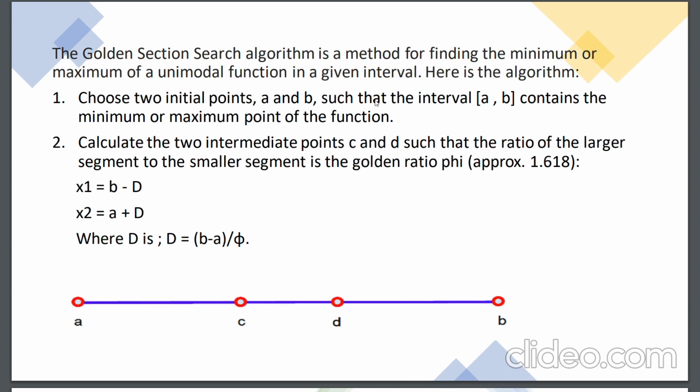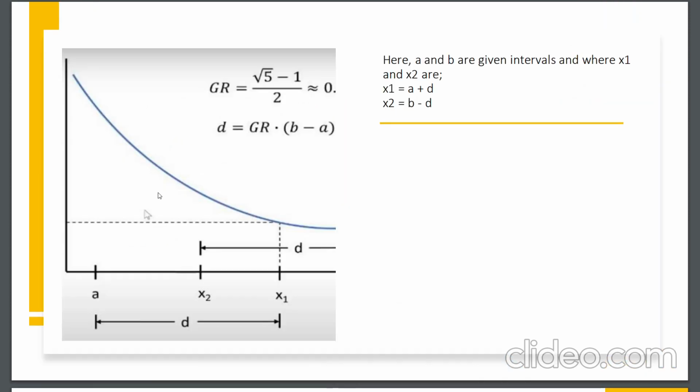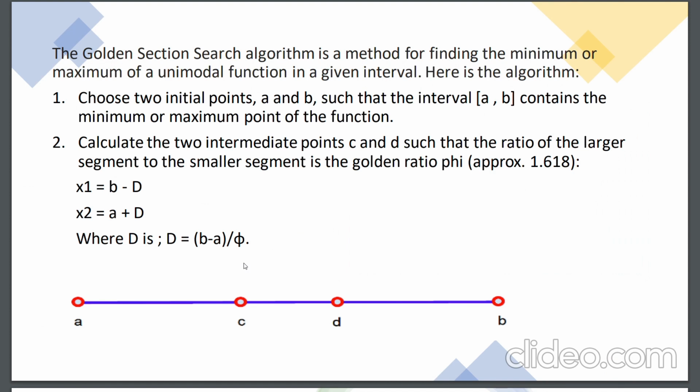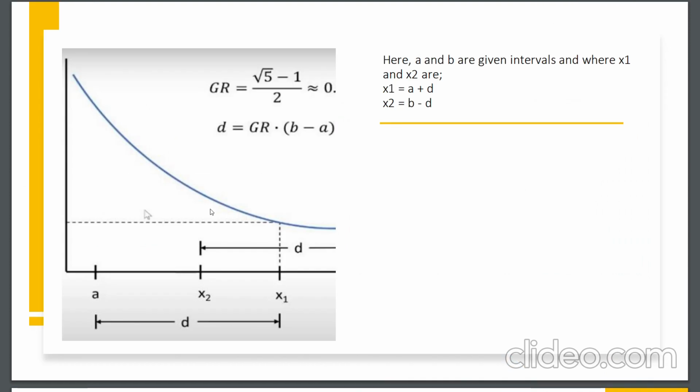So we'll be calculating C and D such that C equals A plus d and D equals B minus d, where, as we discussed earlier, d equals the golden ratio times (B minus A). The golden ratio here we have taken as (root 5 minus 1) by 2.